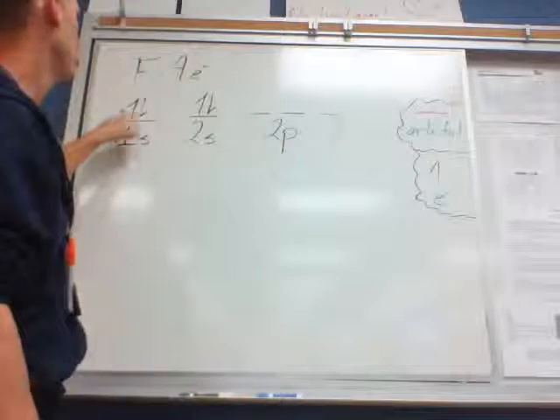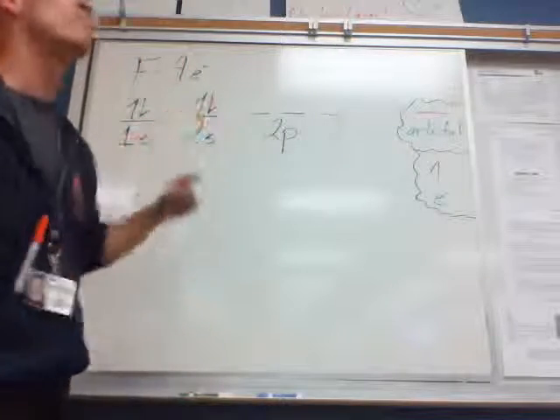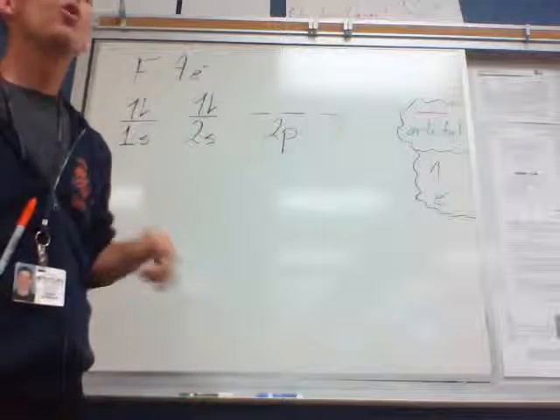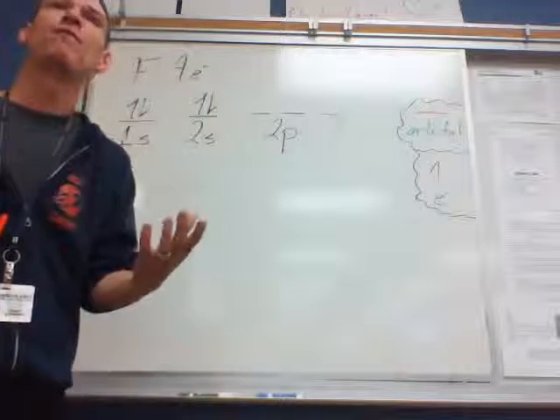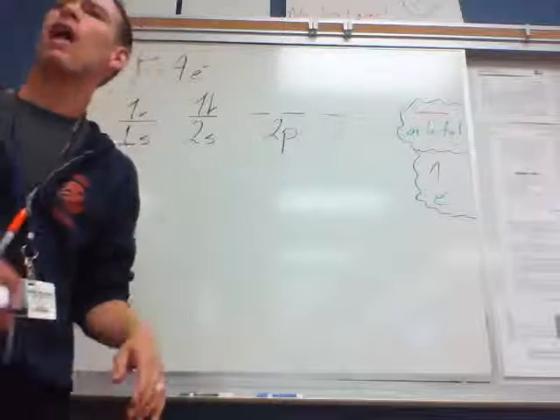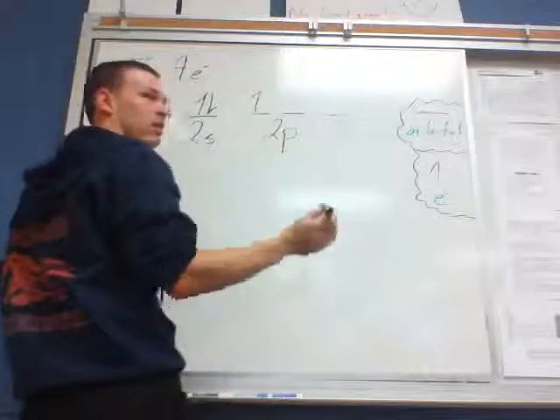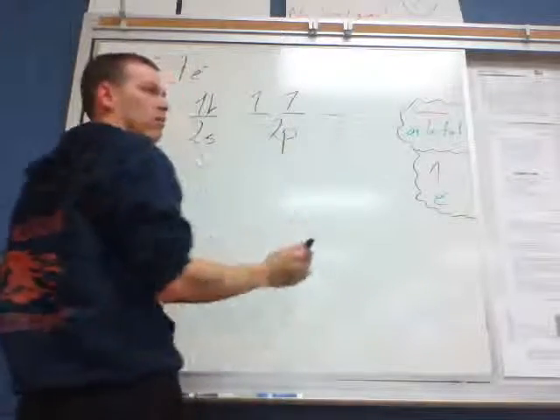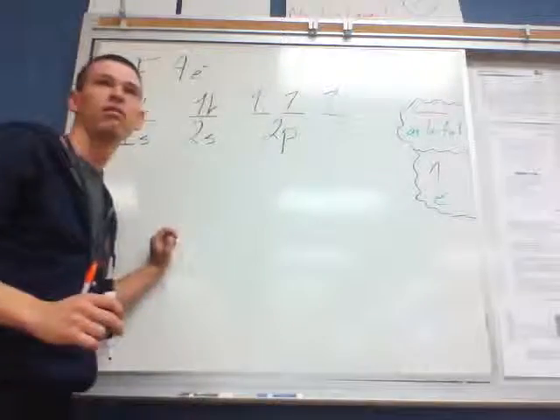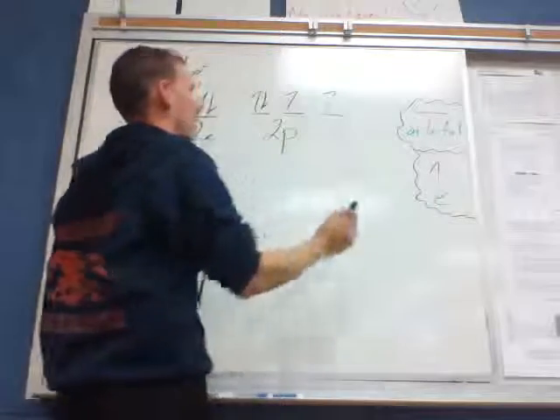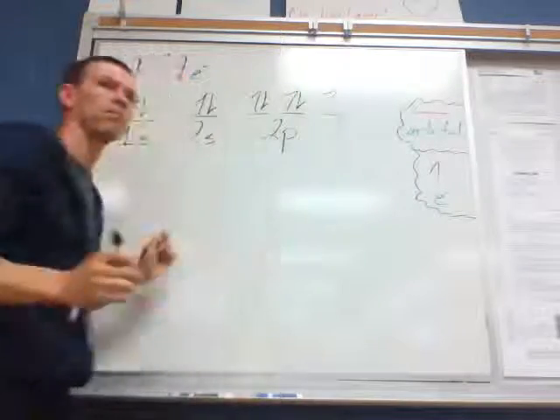How many electrons have we drawn so far? 4. How many more do we need to get to 9? We need 5 more. We need to draw 5 more electrons. Watch the funky way I'm going to do this. 1, 2, 3, 4, 5.